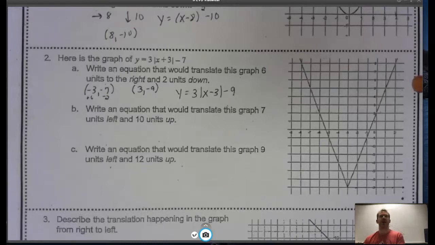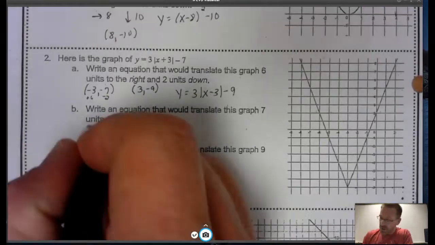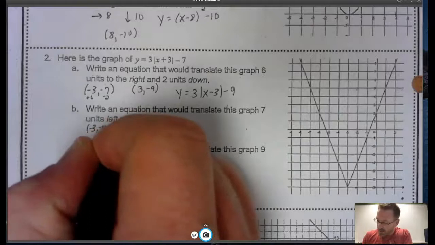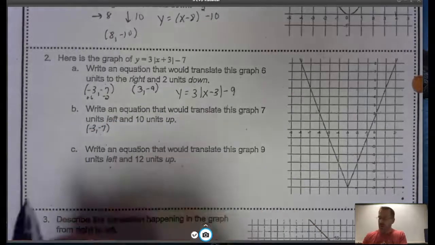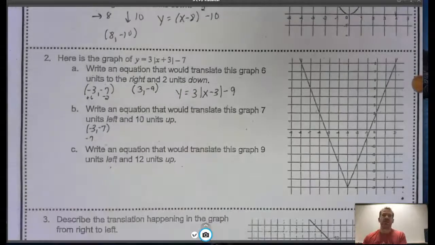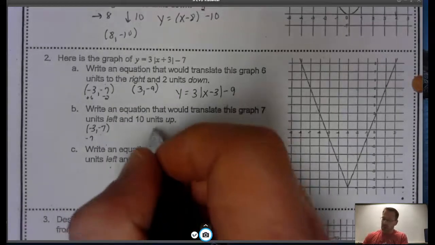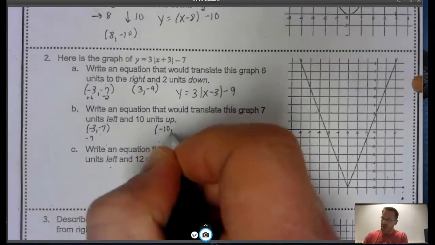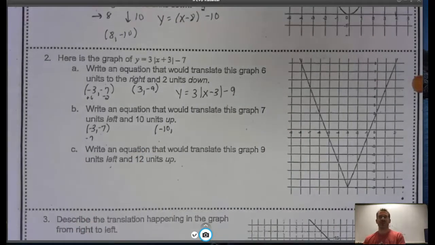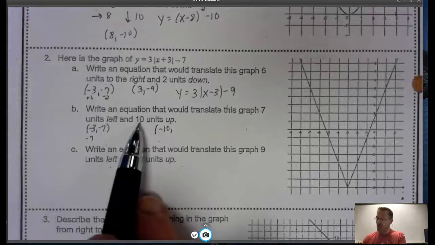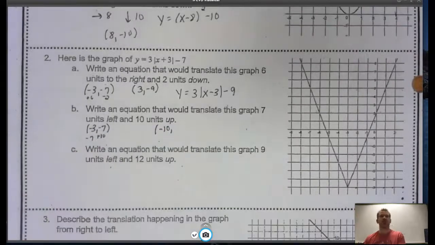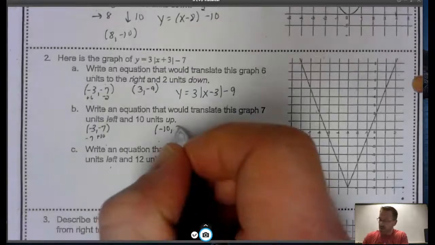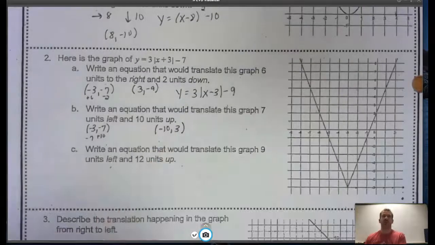All right, let's see how you did here. Now, once again, this is our starting point. We're starting at -3, -7. And I want to go to the left 7. Well, that means I would have to subtract 7 from my x-coordinate. So that means my new vertex would start at -10. And then notice now I want to go up 10, so I'm going to have to add 10 to that y value. And that means the rest of my vertex would be -10, 3.